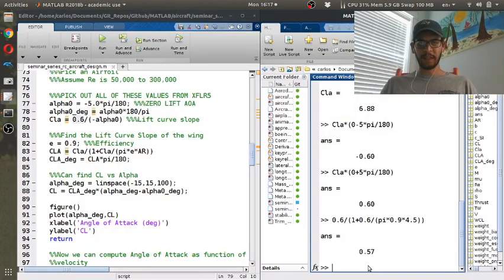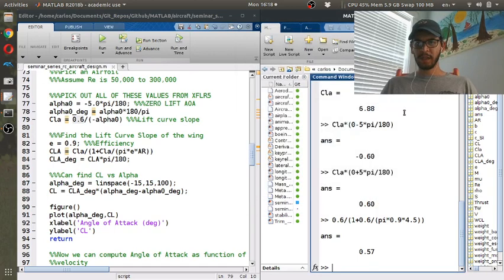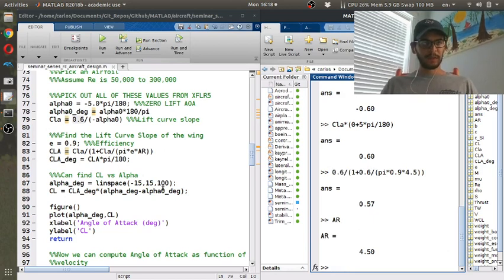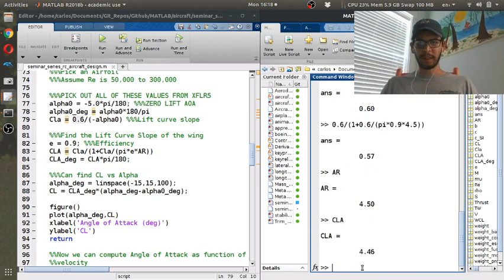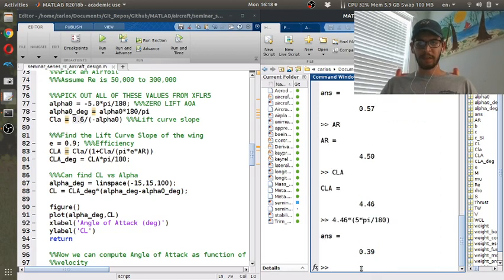And is that what I get for the lift coefficient at 0? No, see, I got 0.37 or 0.4. So why was the aspect ratio not 4.5? It's 4.5. So what did I get for CLA? CLA was 4.46, right? So if I do 4.46 times 5 times pi over 180, I get 0.39.